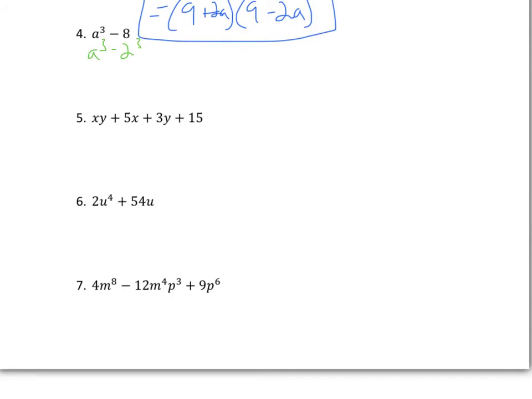So when we write that out, we're going to get a minus 2 times, remember, a squared plus ab, which is going to be 2a, plus b squared, which is 4. Now, if you expanded this whole thing, if you did that multiplication, you're going to end up reducing that to be a cubed minus 8.